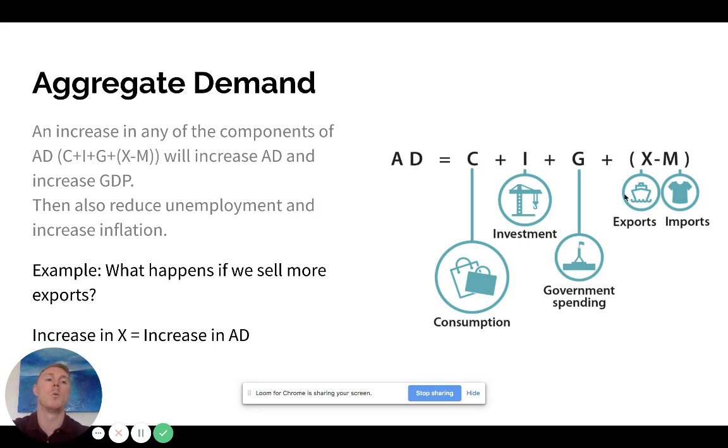If the government spends more money, or if we sell more exports, any increase of the components would increase aggregate demand. That would increase GDP. We know that would also reduce unemployment in the economy, which is good, but it will usually increase inflationary pressures. It will drive prices up, which is bad. So what happens if we sell more exports? And we'll see that on the graph in the model. If we increase exports, we're increasing aggregate demand, assuming everything else stays the same.